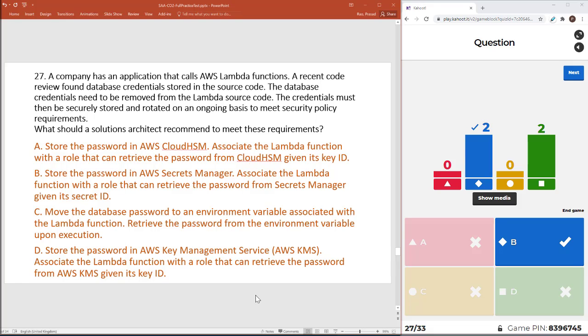Storing the password in AWS Key Management Service is not the right answer, because Key Management Service is used to generate the keys which are used to encrypt the passwords or the data. So it is not used to store any passwords. For storing passwords, there are actually two ways: one is AWS Secrets Manager, the other is AWS Systems Manager Parameter Store. These two are the places where you can store your passwords or secrets in an encrypted manner. But the question is talking about rotating the password. Secrets Manager gives out-of-the-box functionality for rotating passwords, or a way to attach Lambda to do it. So option B is the right answer.